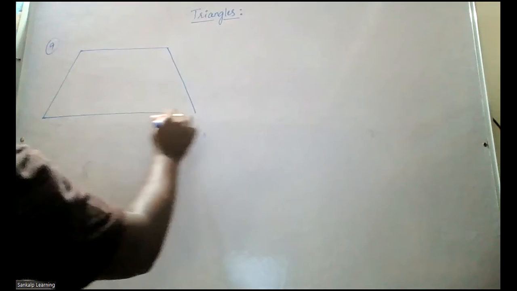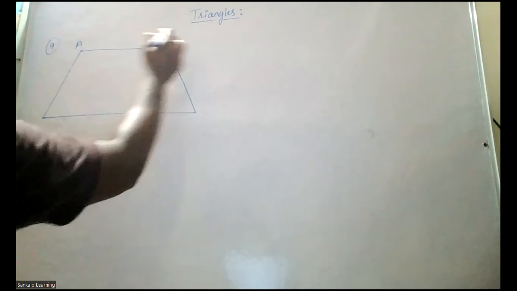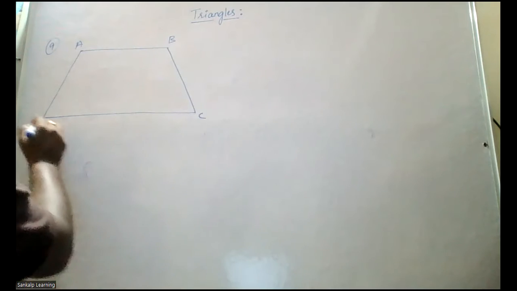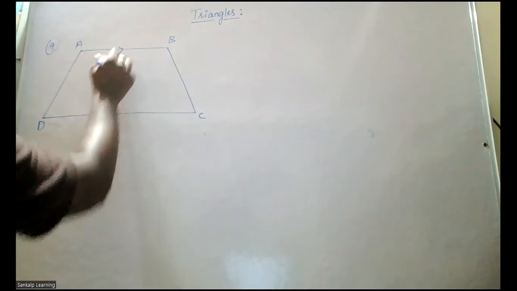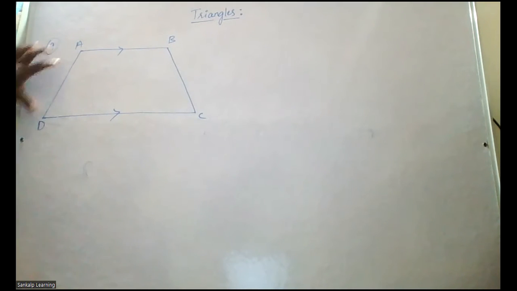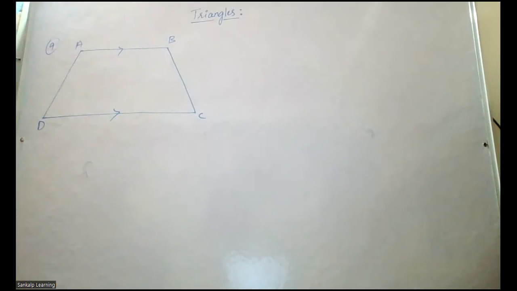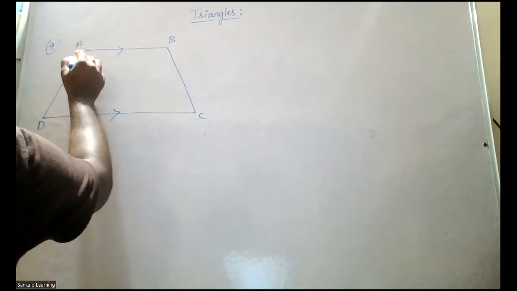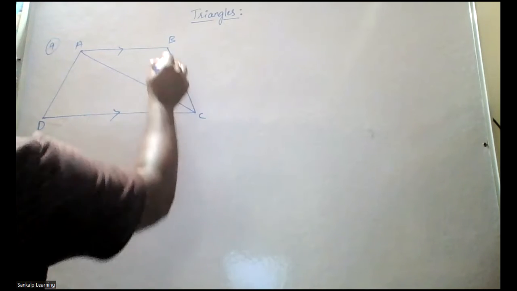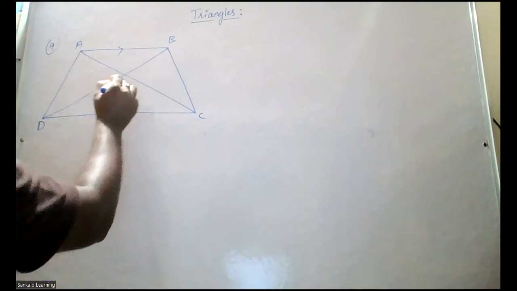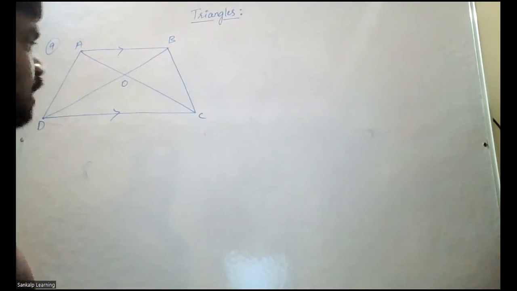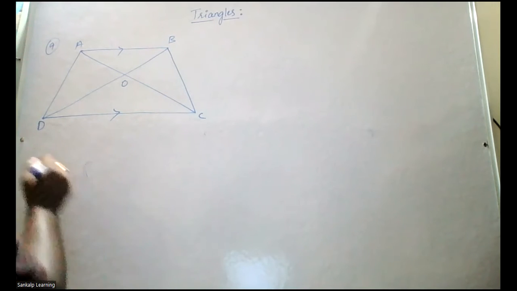Let's take a trapezium like this. This is a trapezium. Very clearly, if you observe, AB and CD are parallel to each other. But these two sides, AD and BC, if you extend them, they will meet somewhere. Okay. So therefore, only one pair of opposite sides are parallel, so we call this a trapezium. In this trapezium, the diagonals intersect each other at O. So this is the given thing.